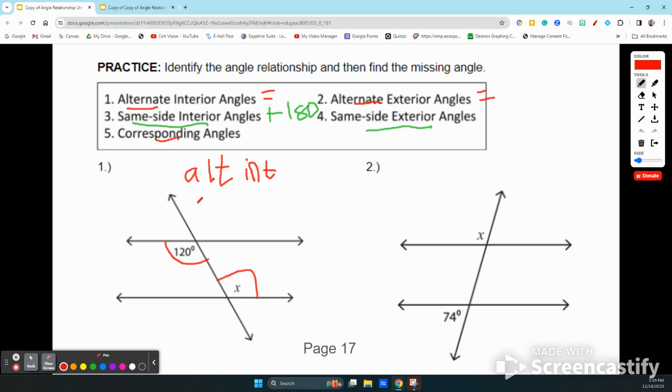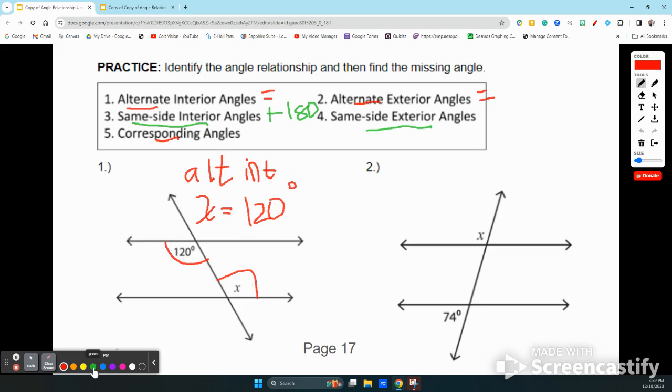All right, good. When I have alternate interior angles, that means the relationship is an equal one. So I'm going to write angle equals angle. So x equals 120 is what I'm going to write. And that is the equation, but it's also my solution because there's nothing to solve here. So this is just 120.